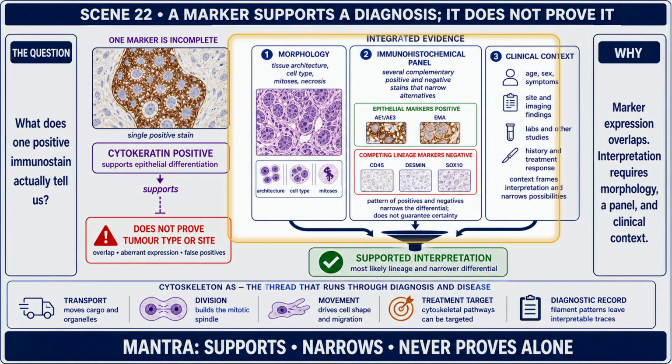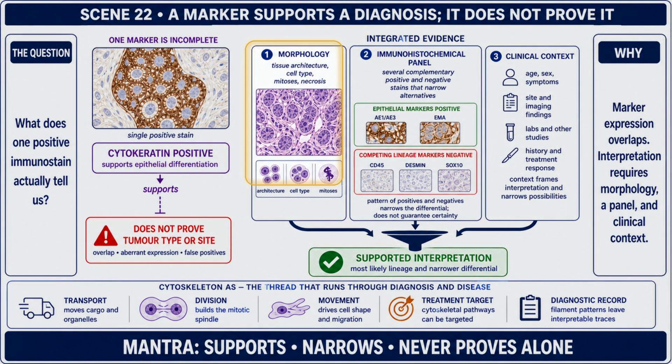A defensible interpretation comes from convergence. First, morphology tells us about architecture, cell type, mitoses, and necrosis. Second, an immunohistochemical panel asks whether several positive and negative stains form a coherent pattern and whether competing lineages are excluded. Third, clinical context adds the patient's age, tumor site, imaging, history, and other studies.